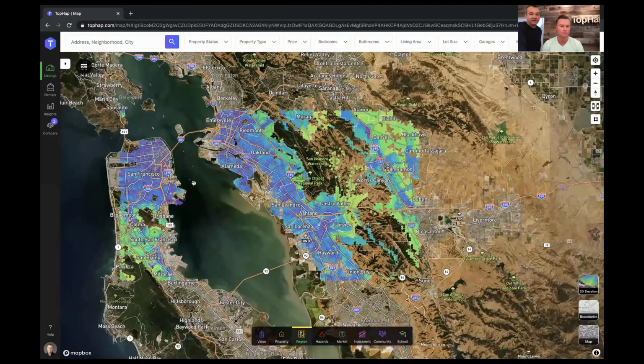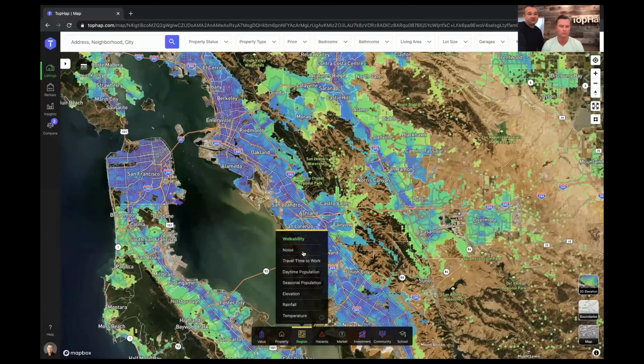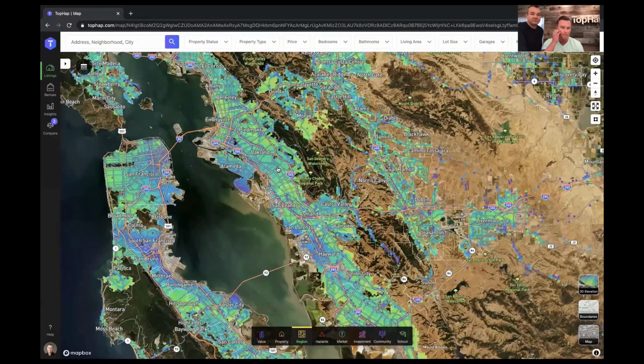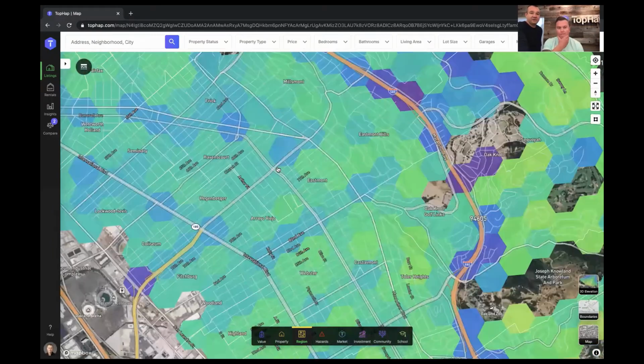Also, what's interesting is things like noise data. We've modeled, with the help of the Department of Transportation, decibel levels around all major streets, freeways, et cetera.